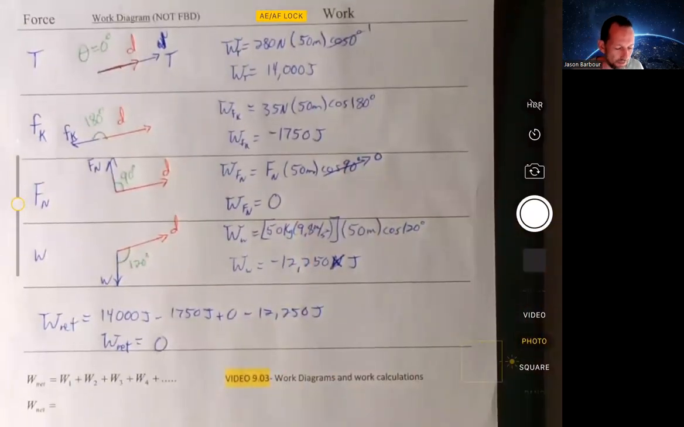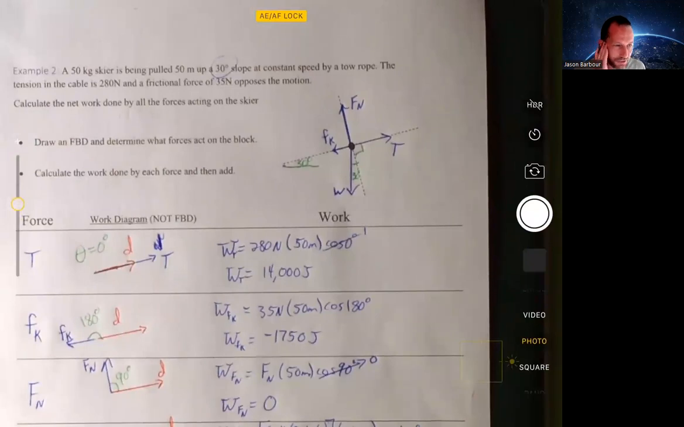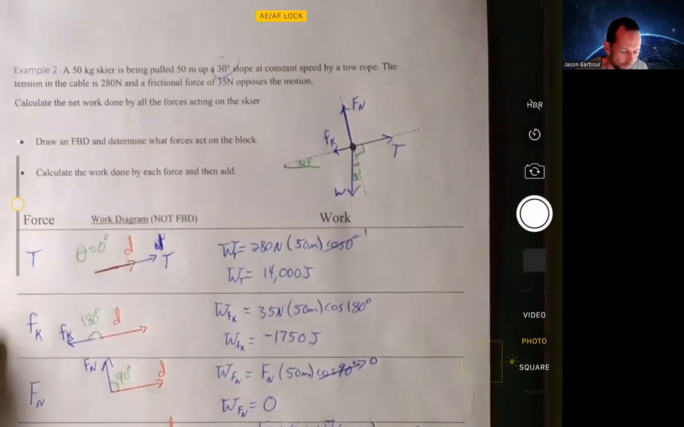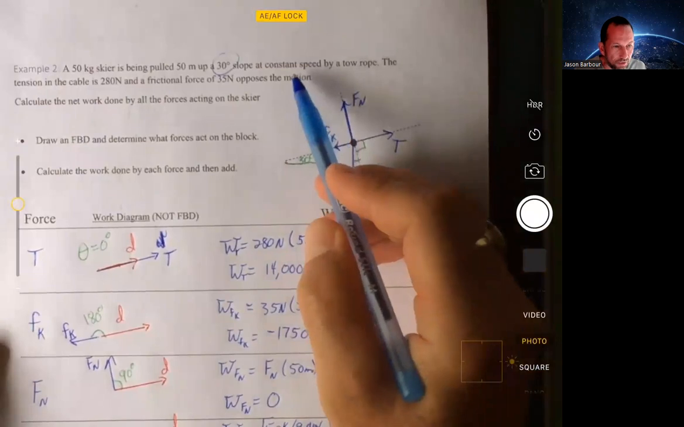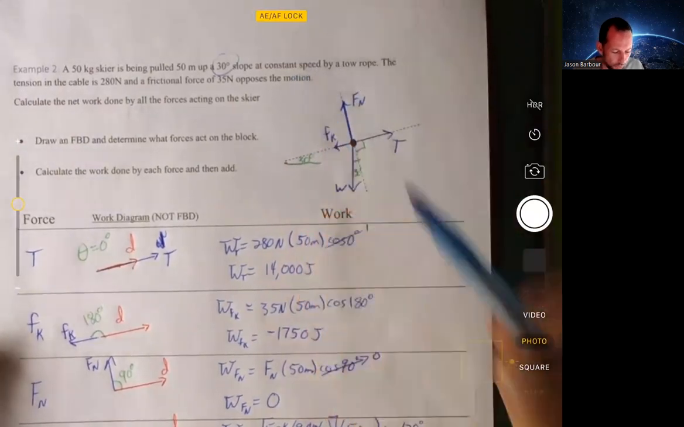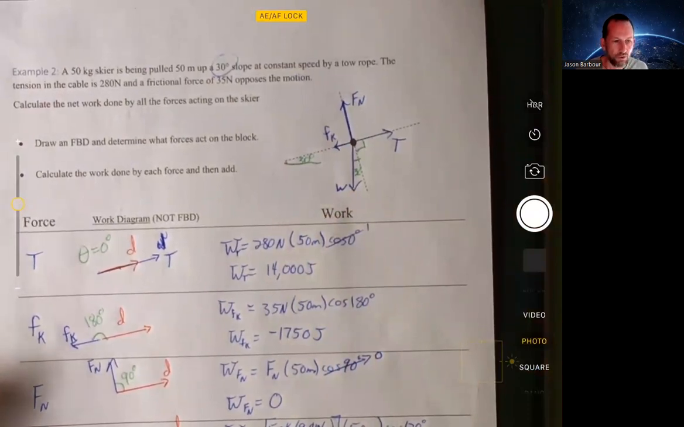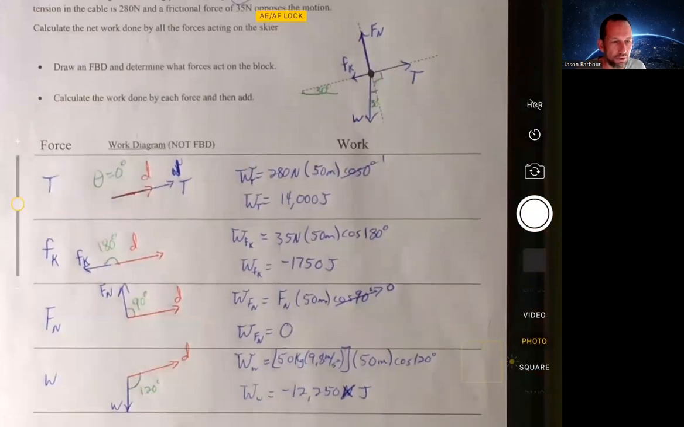That might seem surprising at first, but we were finding the total work done by all the forces, not just the non-conservative ones, but all of the forces. And since the object was moving at a constant speed, it actually does make sense that the total work done by all the forces is zero. All right. If you have any questions, please consult your instructor.